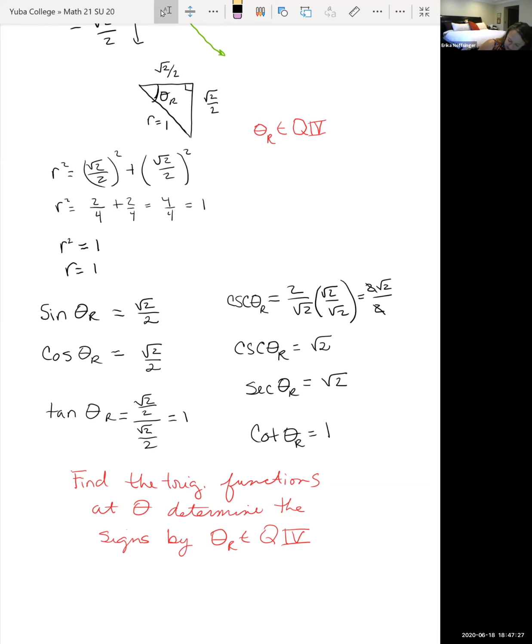Okay, so sine is going to be negative. Cosine is going to be positive. Tangent is going to be negative. Cosecant is going to be negative. Secant is going to be positive. And cotangent is going to be negative. When I do that, I don't have that reference angle in there anymore. Oops.